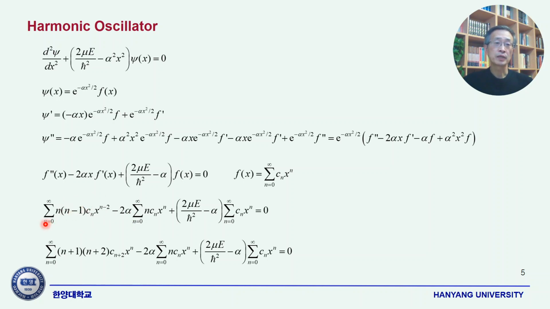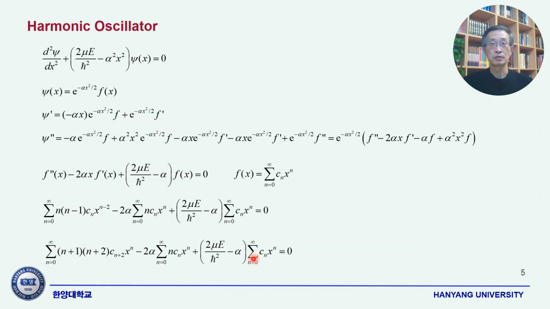But note that when n equals 0, this term is 0. When n equals 1, this term is also 0. So it can run from n equals 2 and on. But if you substitute n with n plus 2, then this n is n plus 2, n minus 1 is n plus 1, and x to the n minus 2 power is x to the n power. Then it can still run from n equals 0 to infinity. So you obtain this, but all three terms have x to the n power.